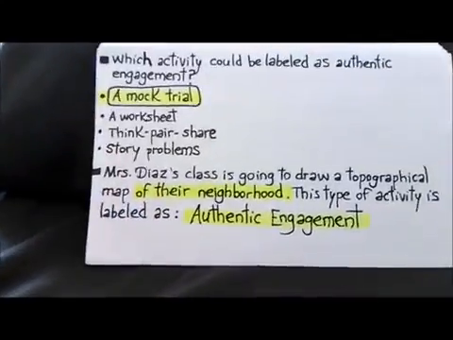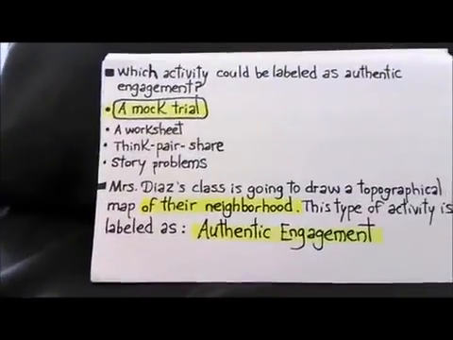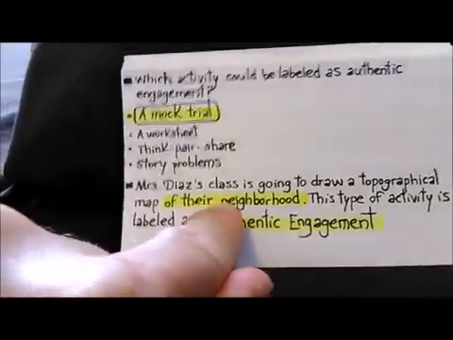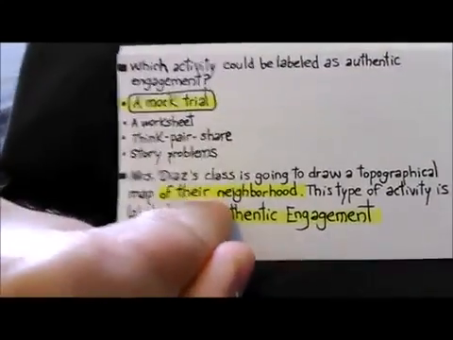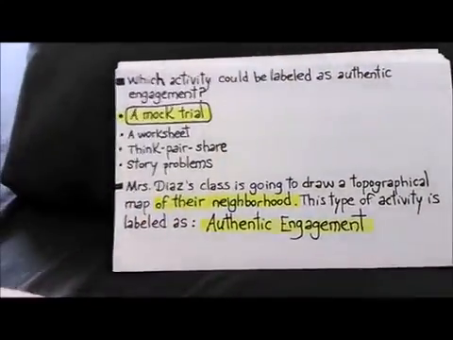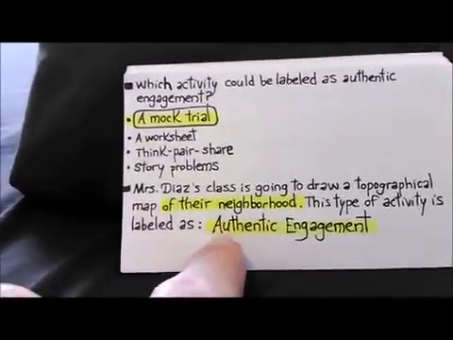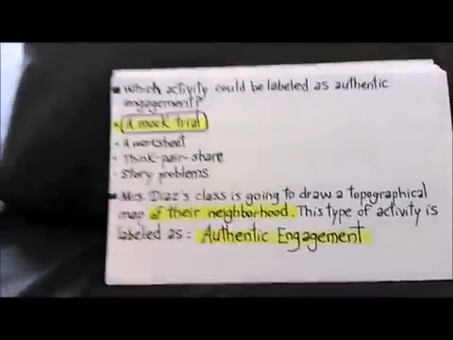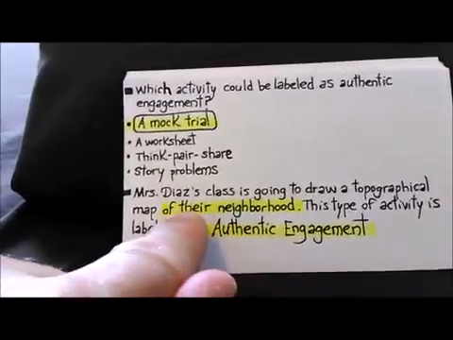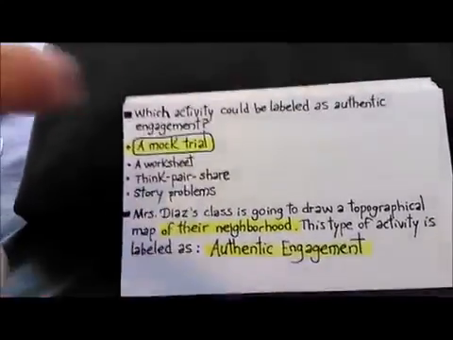Okay, Mrs. Diaz's class is going to draw a topographical map of their neighborhood. Their neighborhood. This type of activity is labeled as authentic engagement. It is authentic because it's about their neighborhood. So, it's more authentic.